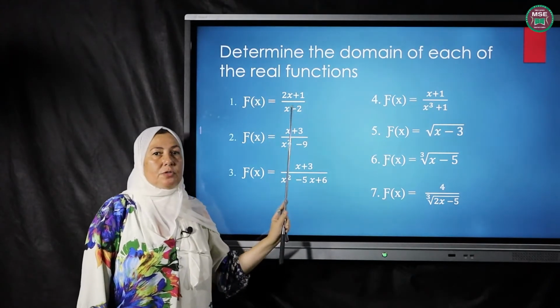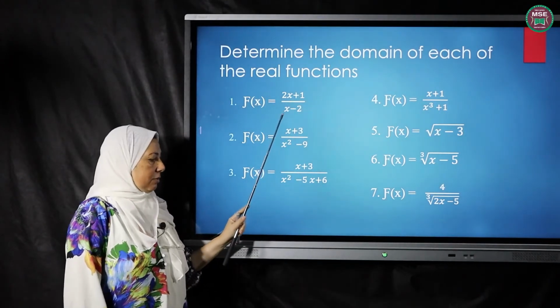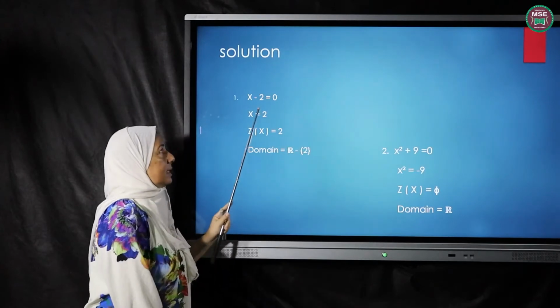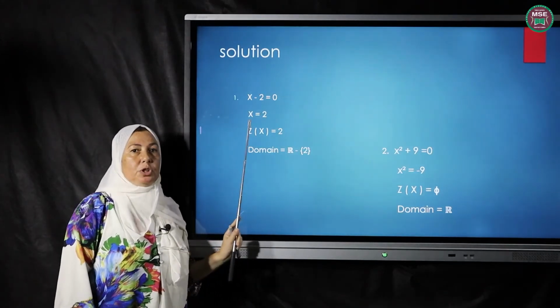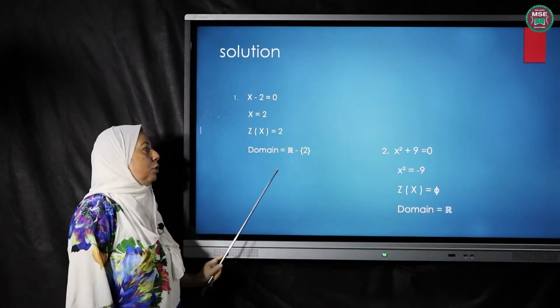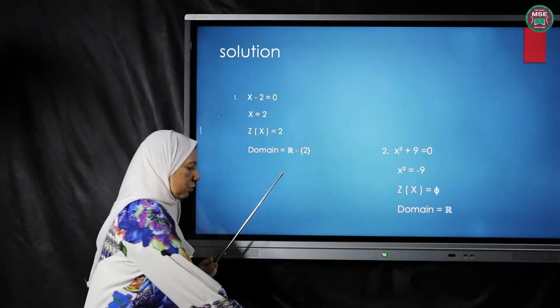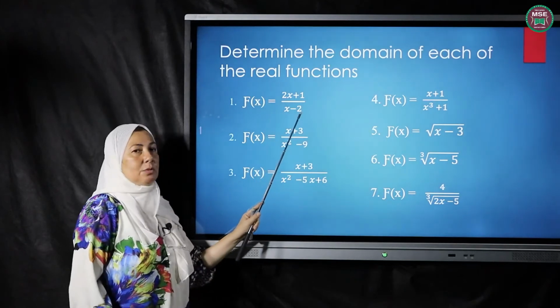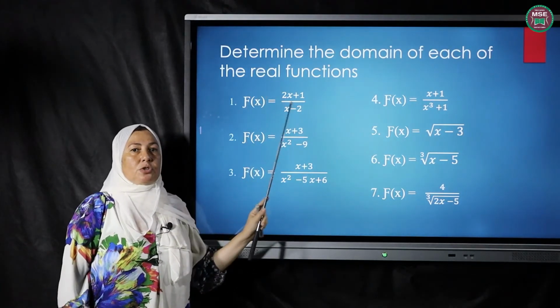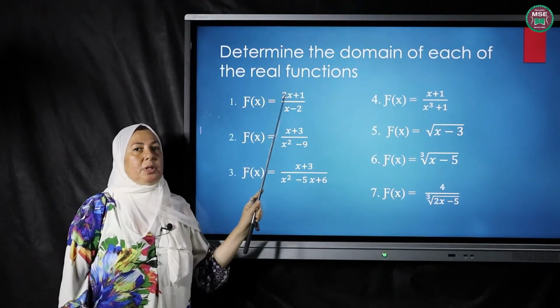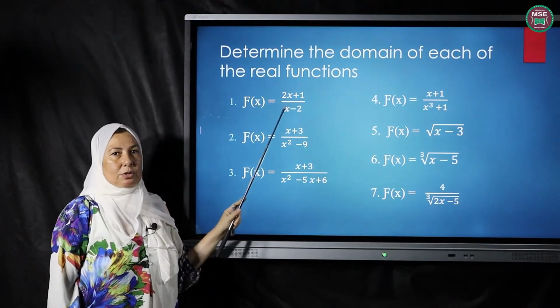What is the meaning of the set of zeros of the denominator? x minus 2 equals 0, so x equals 2. The set of zeros of the denominator equals {2}. The domain is all real numbers except 2, because 2 minus 2 equals 0. In a fraction function, a denominator equal to 0 has no meaning, it is not a function.